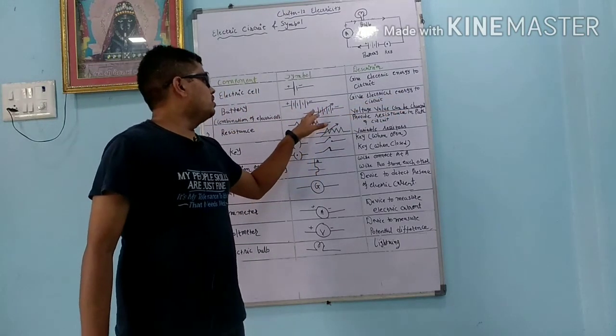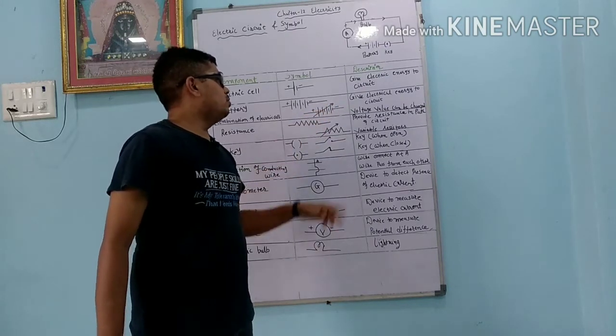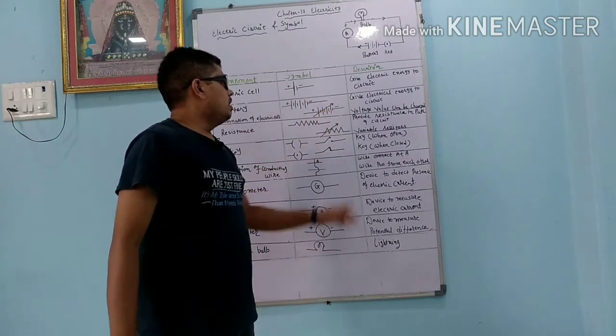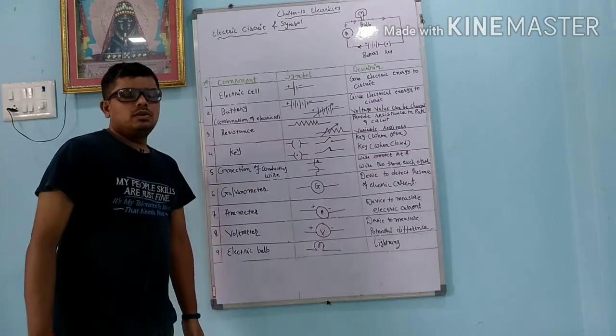Somewhere you find the battery is a variable battery. So a variable battery is represented by an arrow. You draw the arrow. The voltage value can be changed. You can change the value: 2 volt, 4 volt, 6 volt, 8 volt. Okay.